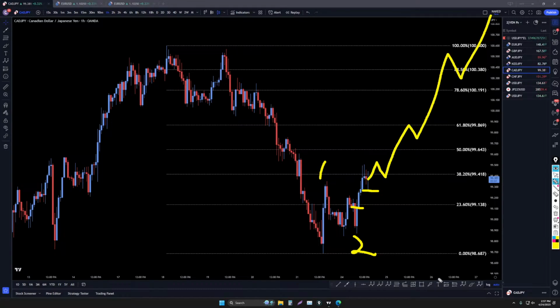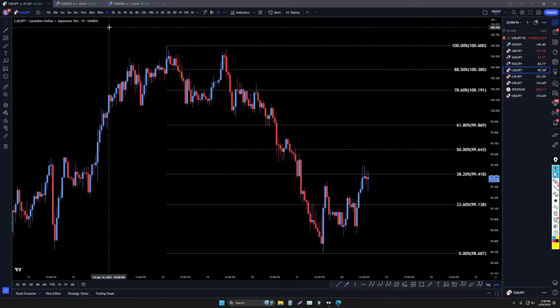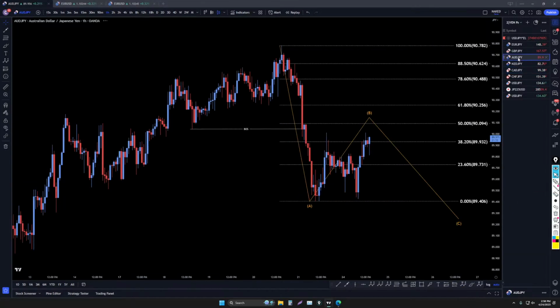So really the strategy for me would be to be long already, or I would be watching it to see if it does make an impulsive turn down. If it does, I would call that the end of a correction and the continuation of the downtrend. And pretty much the same thing on the Aussie yen. This definitely looks like it could be a wave B. I see one up, I see 3 waves down, I see one up.